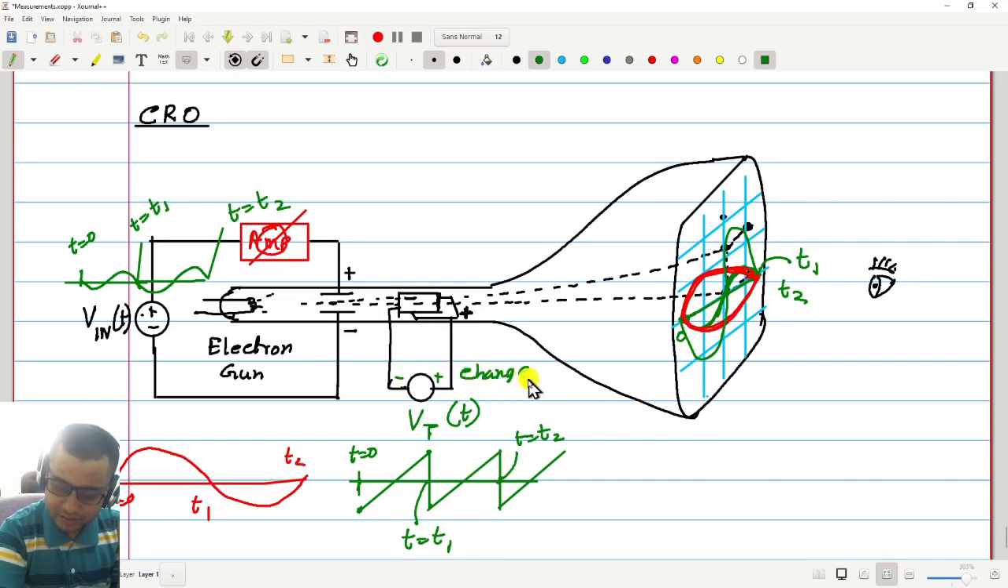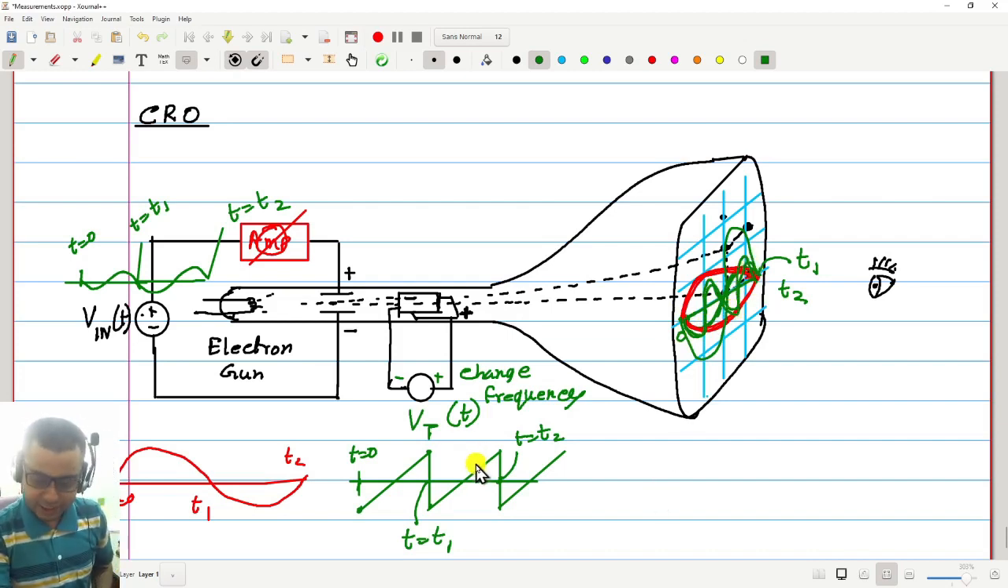Then also we can change the frequency here, an adjustable frequency. So if we for example take this frequency, suppose I make this frequency double, how will the display change? We'll see two cycles. Absolutely right, we will see two cycles, or double the number of cycles. So by changing the frequency here, we can change the horizontal size of the graph. So that is another adjustment.